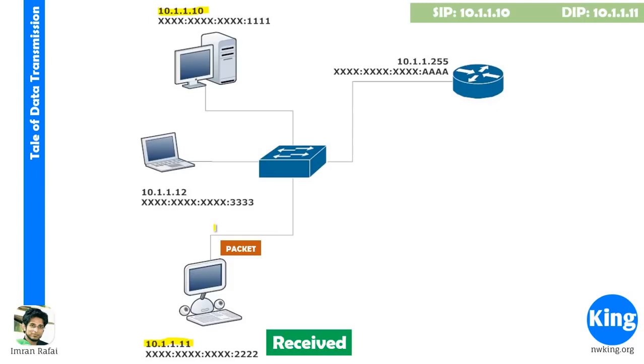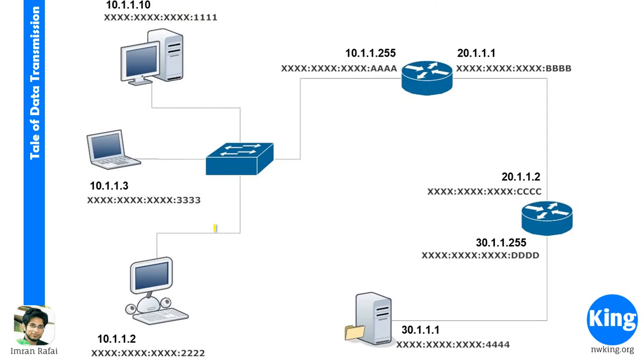Let's look at what happens if it has to go out of the network, if the destination IP address is not in the same network. In this case, we will look at a scenario where the 10.1.1.10 IP address wants to communicate with 30.1.1.1. Now in both these cases we are assuming one thing, which I forgot to tell in the last slide, that the subnet mask is /24.